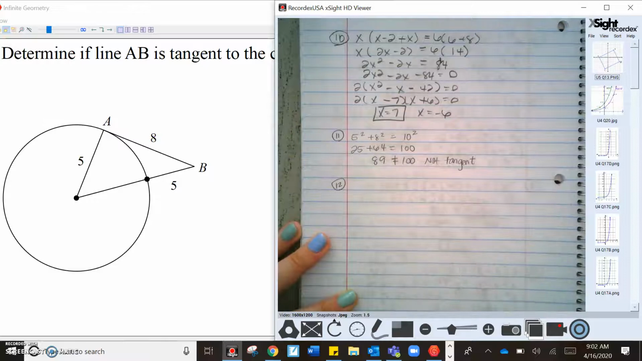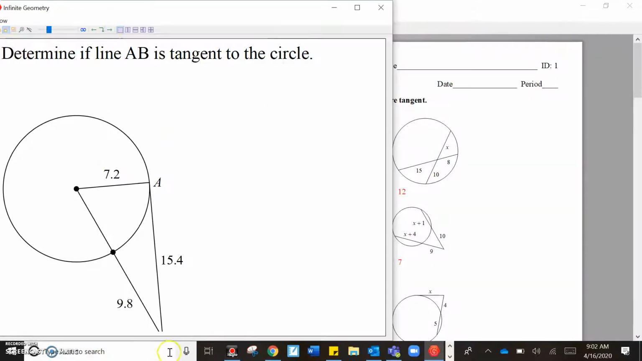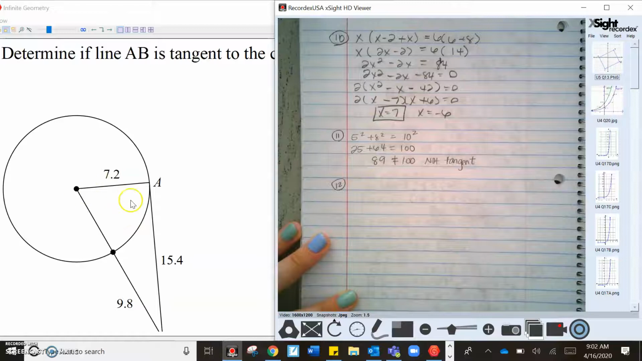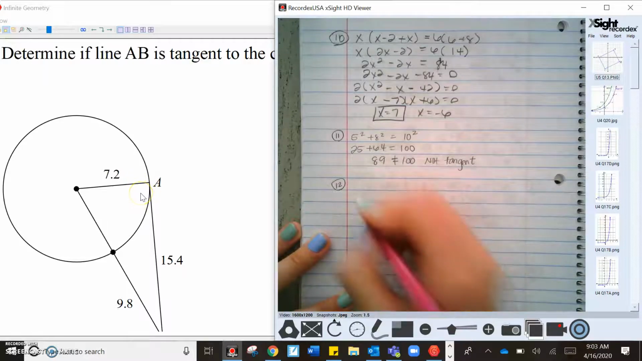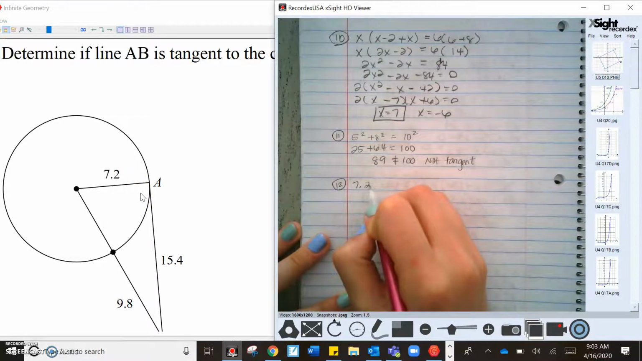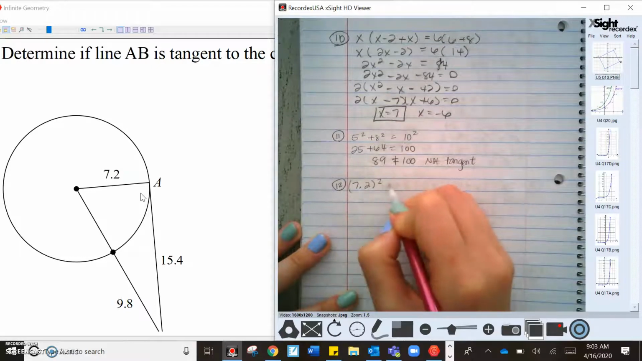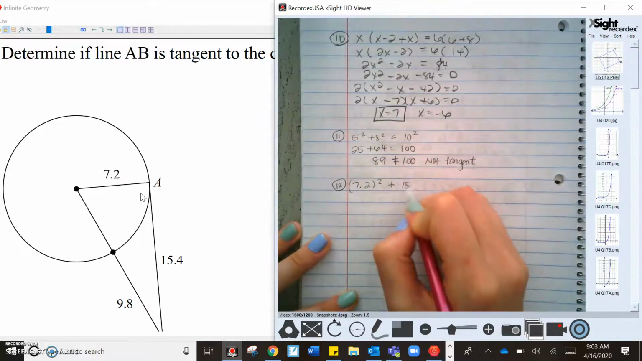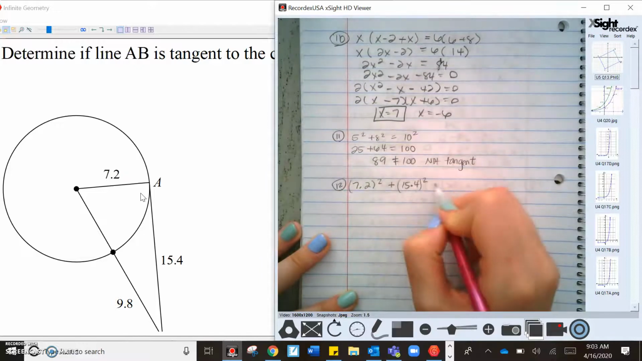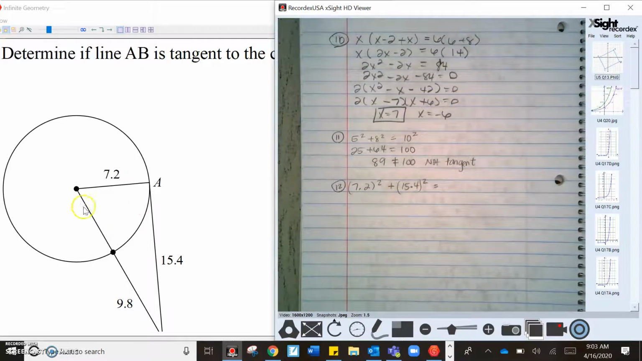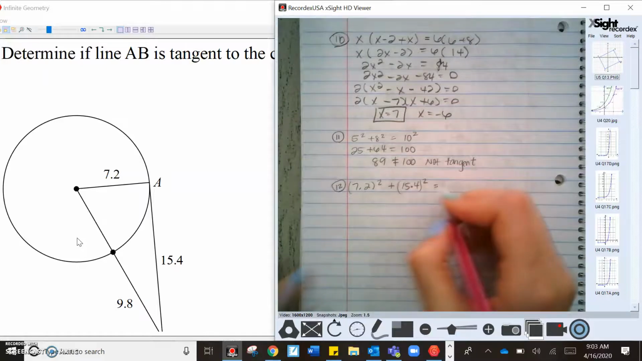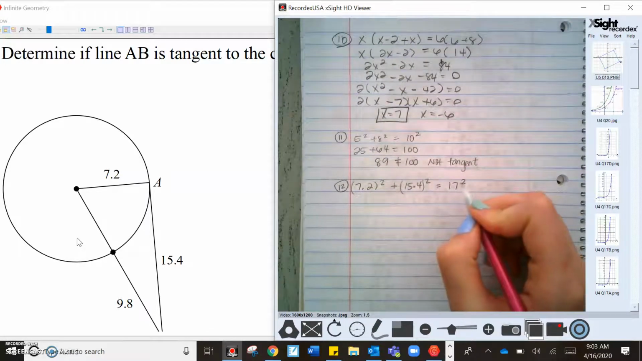Let's look at the next one. Another example of proving if this is tangent or not, we have another side length of AB here. So this is where our 90-degree angle would form. So we would say 7.2 all of that squared plus 15.4 all of that squared is equal to, again, we have a radii. That's also going to be equal to 7.2. So I'll add 7.2 and 9.8 to get 17 squared.